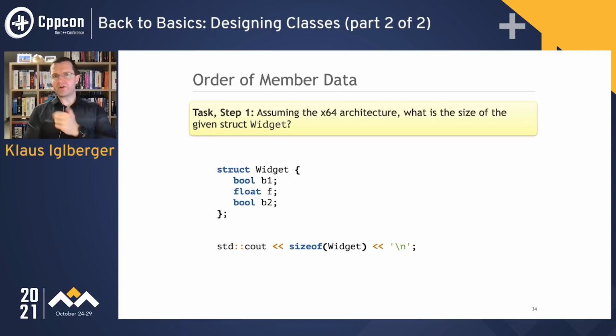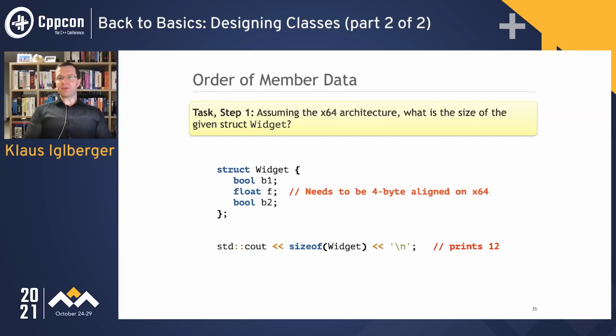To your surprise, however, this is not the size of that widget. Not at all. This prints 12 on x64. 12, which is twice as large as what you intuitively would expect. So twice as many bytes are taken by this widget. Why? Well, it all has to do with the float.